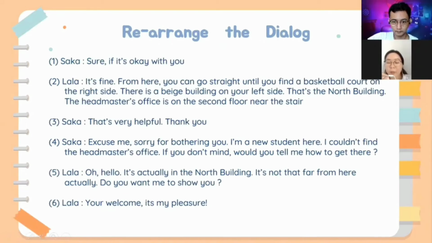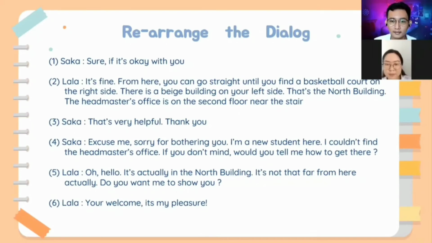Next is, okay, so here I have a dialogue, but this dialogue is not in a correct order. Who wants to rearrange this dialogue? Can I, Miss? Yeah, Arta, you can start. I will give you time, about 3 minutes to do this. All you have to do is rearrange the dialogue into the correct order, okay? Okay, Miss. It's done, Miss.